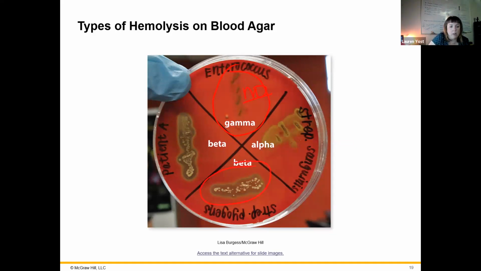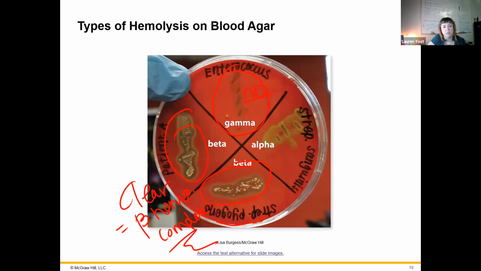We have beta here in these, where you can see clearing. So this is complete hemolysis. Strep pyogenes, the thing that causes strep throat, does this. And look, patient A's sample was able to do that. So based on this anyways, they probably have strep throat instead of whatever this other strep organism, strep sanguinis, is.